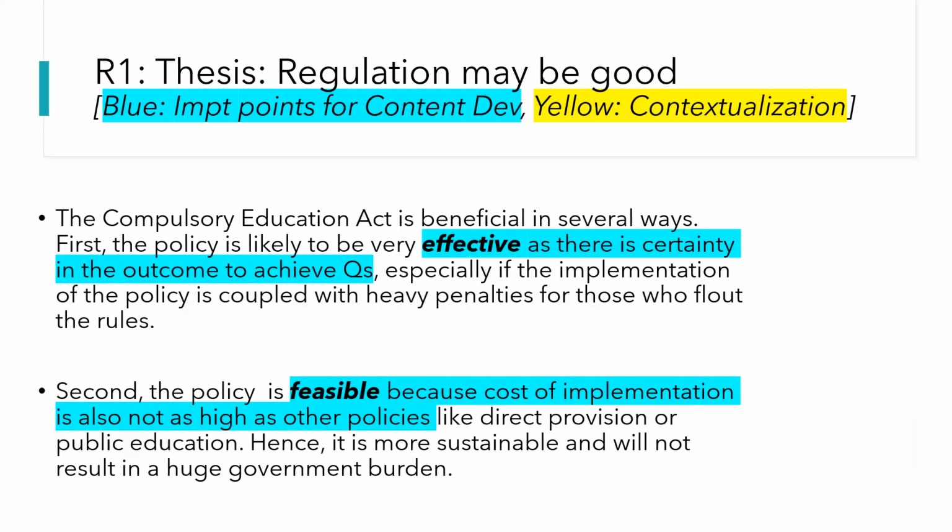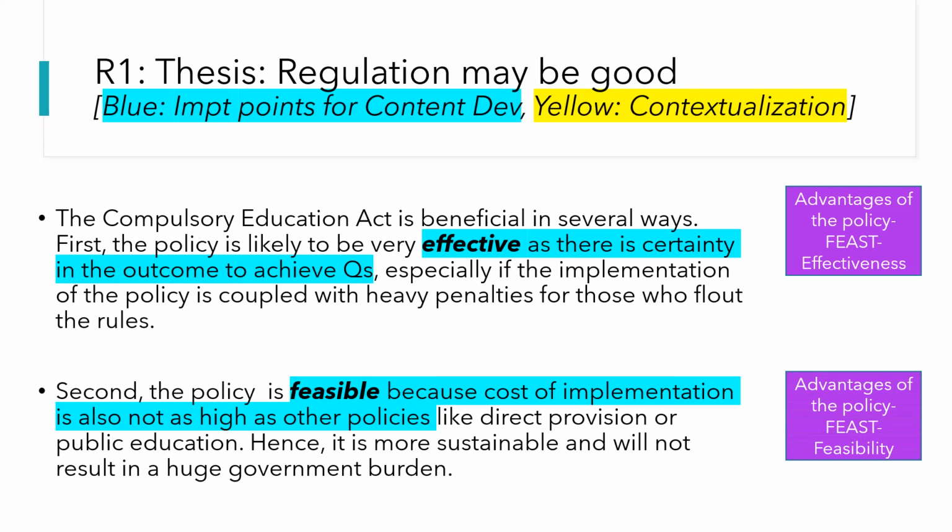We must then identify a few advantages, such as our effectiveness as well as our feasibility. So we look at the effectiveness of our regulation. So in terms of regulation, there is a certain level of certainty in the outcome to achieve QS. So we use that to say, okay, so this is a very effective policy. We also show that it is feasible because the cost of implementation could be deemed not as high as other policies like direct provision or public education.